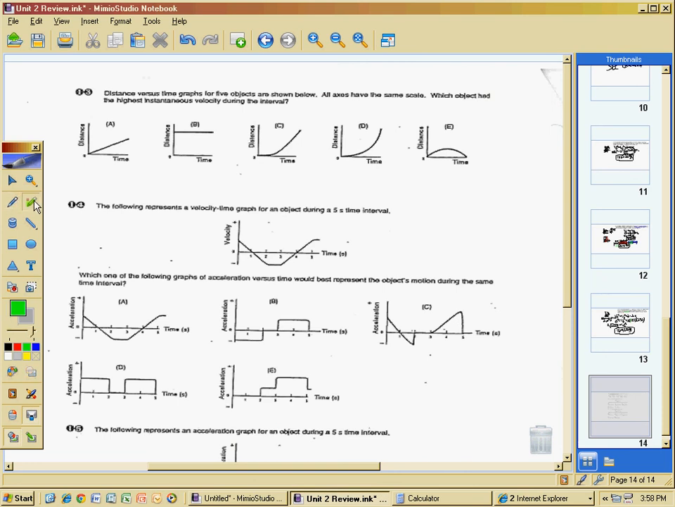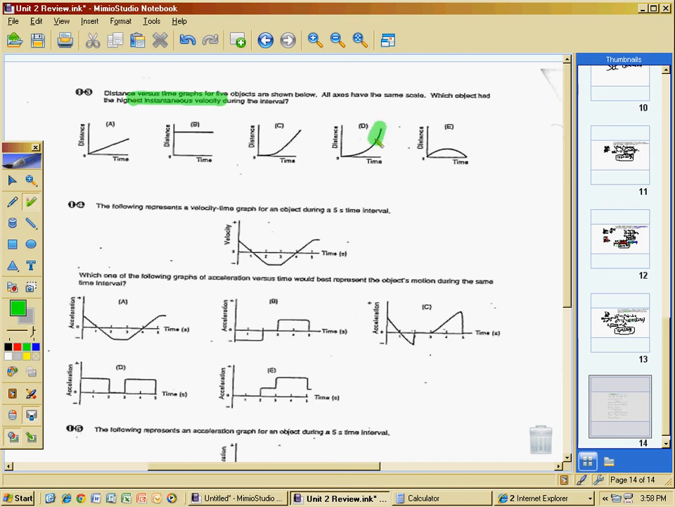All right, the key here, we have distance versus time graphs for the 5 objects shown below. They all have the same scale, and the question it is asking is, which object has the highest instantaneous velocity during the interval? The key point being instantaneous velocity. All right, so all of these are distance versus time graphs, but remember, what you look at on a position versus time graph to determine velocity is the slope. So you can rewrite this question as, which one, anywhere on the graph, has the steepest slope? If you look at it that way, the answer should be obvious.